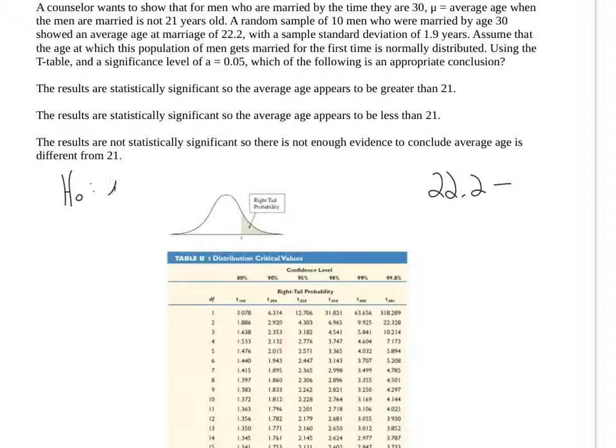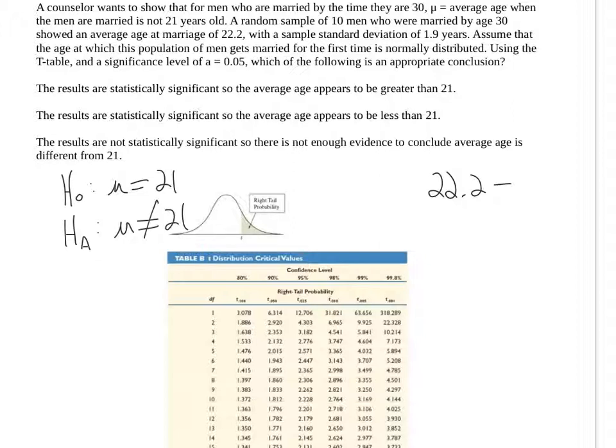Let's write these two hypotheses down. The null hypothesis is that mu, the population average age, is equal to 21. And the alternative hypothesis is that mu, the average age, is not equal to 21. That's what we have here. And this is something we call a two-sided hypothesis test, right? Because it could be less than 21 or greater than.